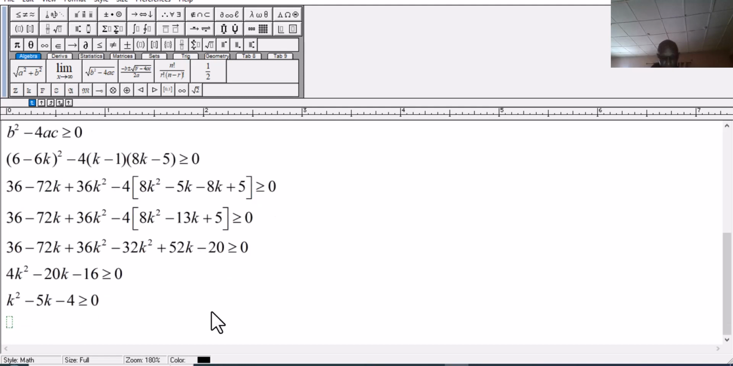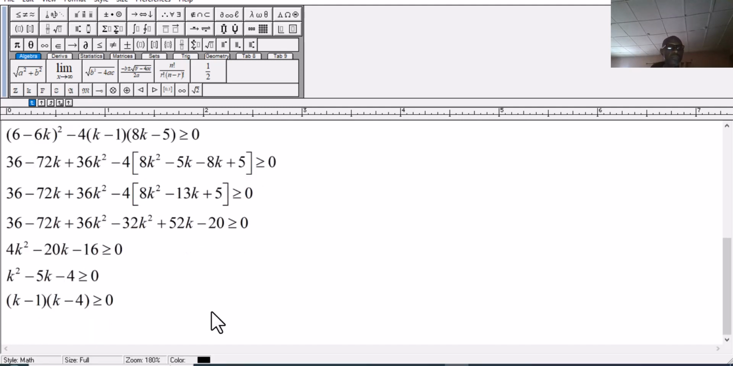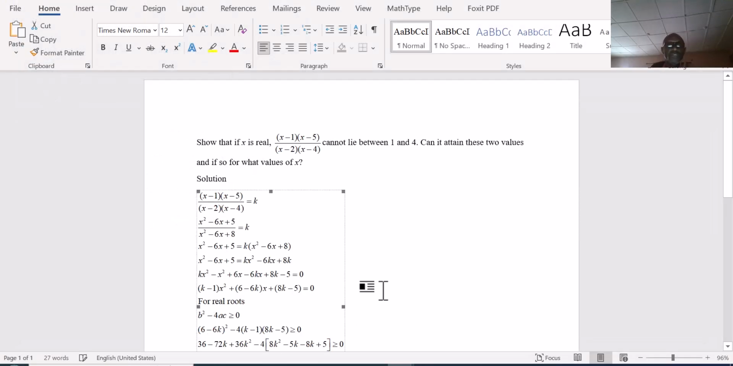So we can factorize. This one gives us (k minus 1)(k minus 4). So this is what we get for our k. Remember, this is not an equality, it is an inequality sign that is there. So we cannot just accept that answer. We need to find a range for which these values will be true.